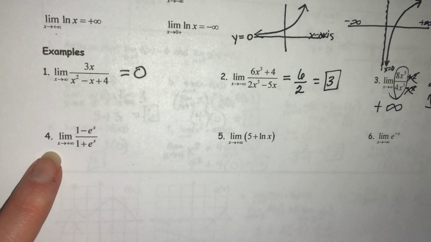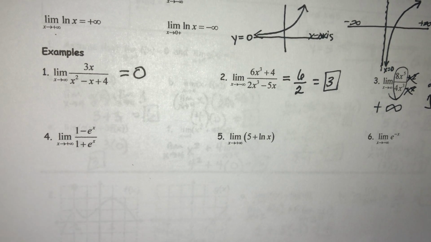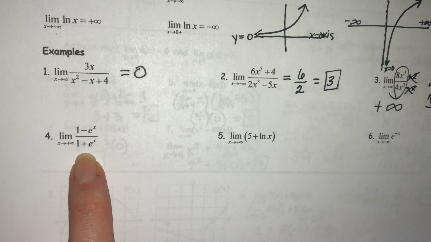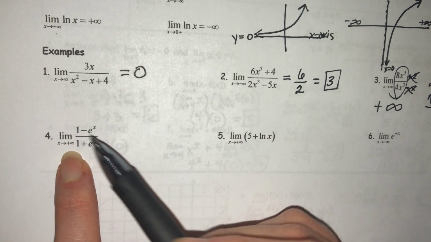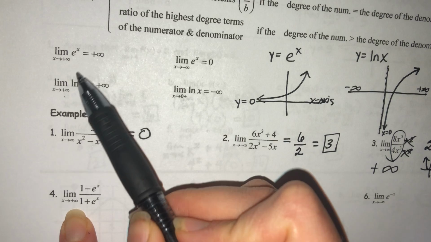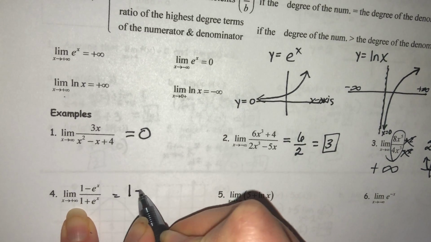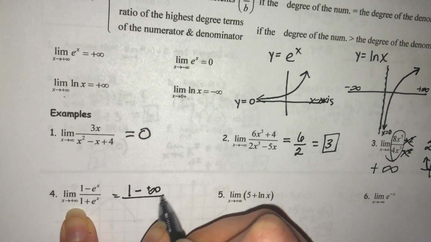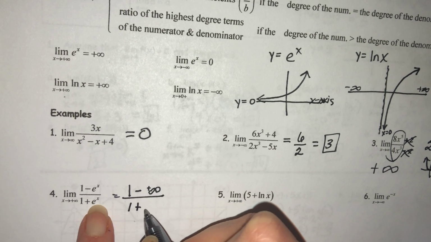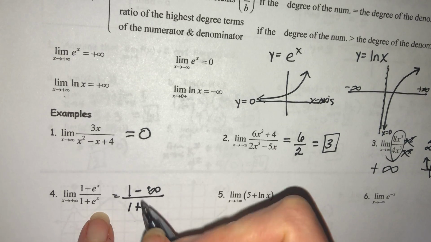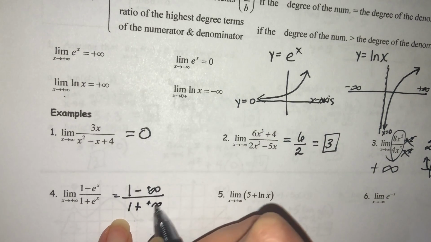Okay, on this one, the limit as x approaches positive infinity of 1 minus e to the x over 1 plus e to the x. So you can break this down. The limit as x goes to positive infinity of e to the x, we just talked about, that's positive infinity. So this is like 1 minus positive infinity divided by 1 plus, again, the limit as x approaches positive infinity of e to the x is positive infinity.